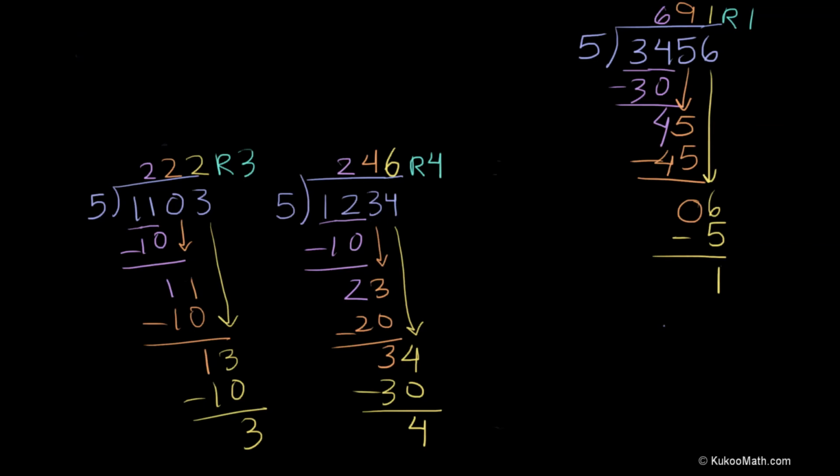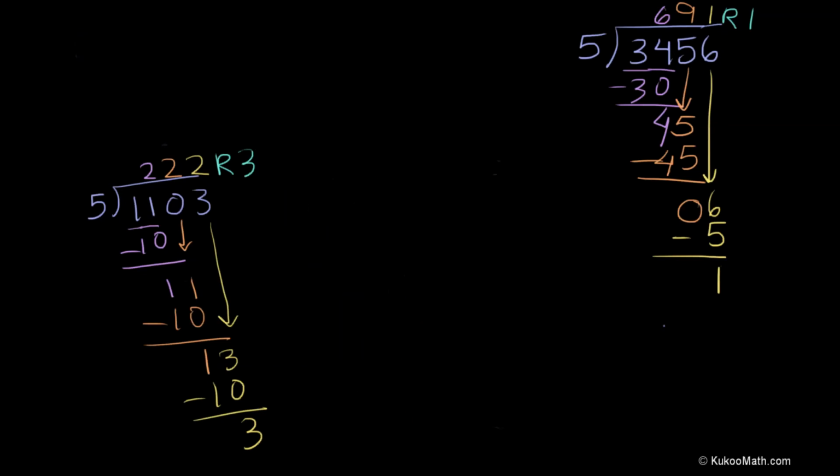Let's try one more problem. 6,578 divided by 5. Let's look at the first digit. 6 is big enough so that we can fit 5 into 6. So let's start with just the first digit. We can only put it in once. So 1 times 5 is equal to 5, and when we subtract, we get 1.